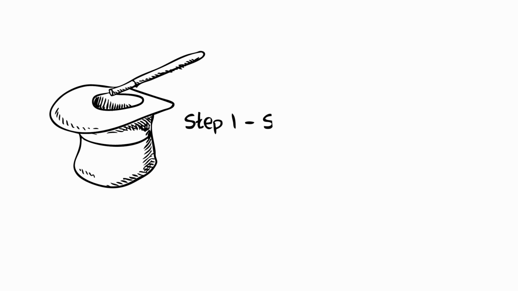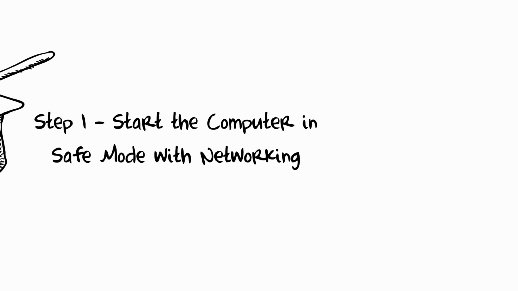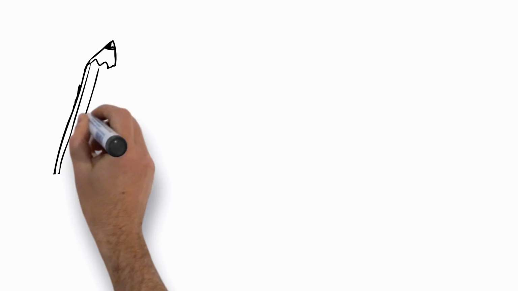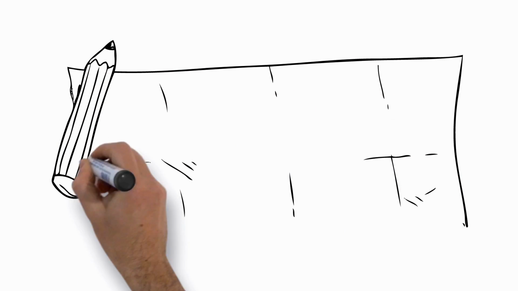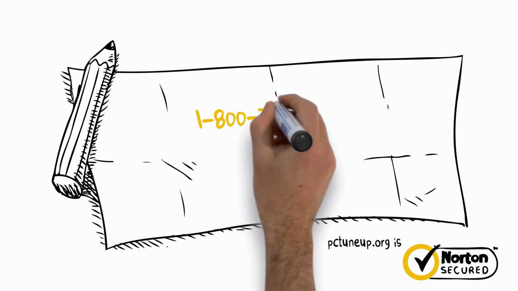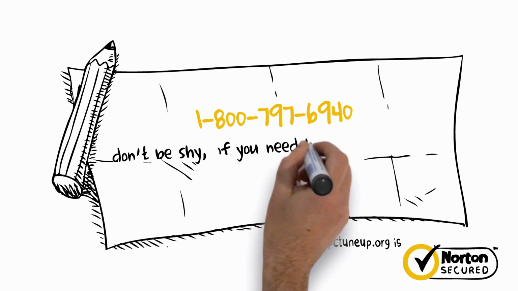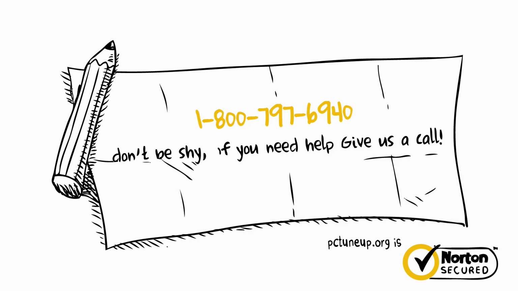Step 1. Start the computer in safe mode with networking. To boot the computer into safe mode with networking, follow these instructions. First, before you get started, we highly recommend grabbing a pen and a piece of paper and writing down this toll-free number in case you get stuck with any of the instructions below or want additional help. 1-800-797-6940. Don't be shy. If you need help, give us a call.